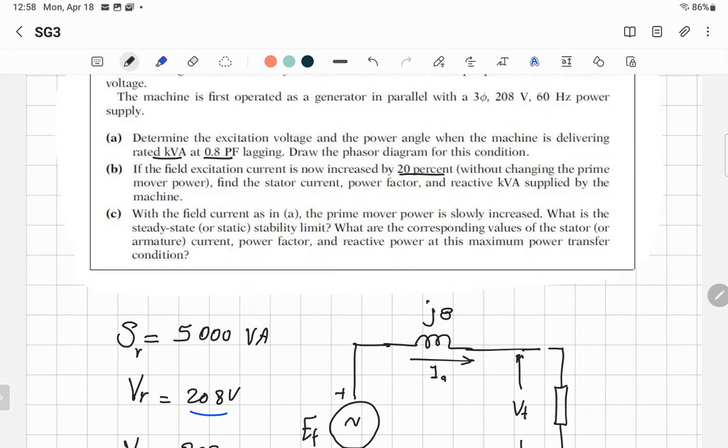Why? Because the output power is equal to the input power minus the losses, rotational losses. There is no copper loss. We agree about that. And rotational losses we always assume are constant. So if you keep the prime mover doing the same power, you're still taking the same power. So what does it mean? Power is constant in this case. All right. Field current increased by 20%. Find the stator current, the power factor, and the reactive power supplied by the machine.